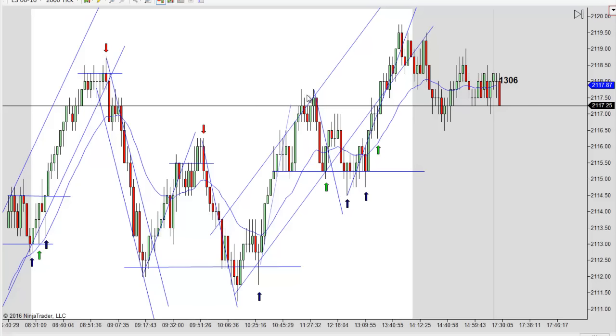Because we didn't get a retest yet on this channel. This is just a break, and you got 2 legs in it, so you're looking for a new high. And notice what happens once we got the new high for the day, we just kind of sold off again, and that's what you'd expect to happen.